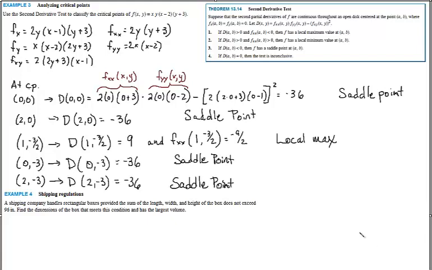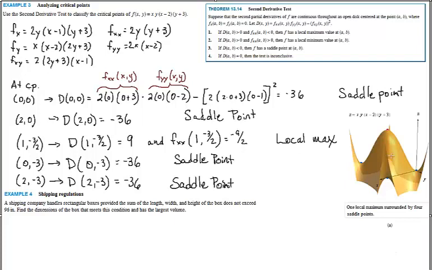Alright, using the second derivative test, I have determined what happens at each of these points. Looks like the first two and the last two are both saddle points at each of those locations, and this point here, 1, -3/2, is going to be a local max. Here's a groovy little picture of our local max surrounded by our 4 saddle points.